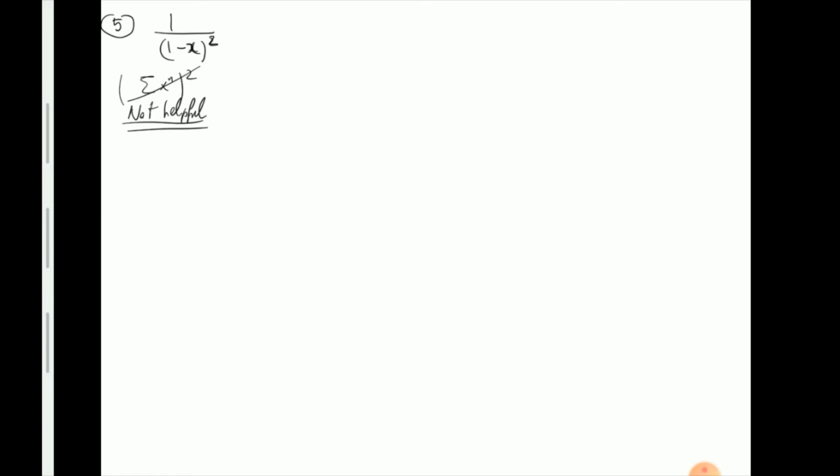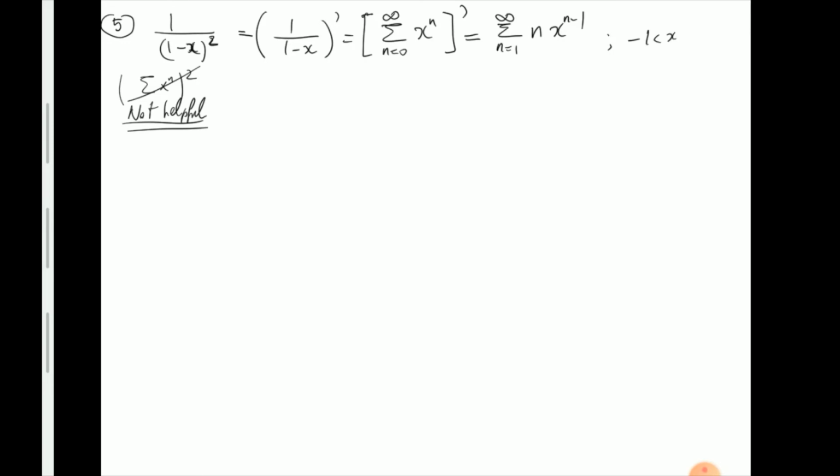But 1 over (1 minus x) squared, as it happens, is actually the derivative of 1 over 1 minus x. Just check yourself. If you do the derivative of 1 over 1 minus x, it's going to be just 1 over (1 minus x) squared. On the other hand, for 1 over 1 minus x, we do have a power series representation. It's the summation from 0 to infinity of x to the n. And all we have to do is to differentiate that, which we know we are allowed to. So this is simply equal to the summation from 1 to infinity of n x to the n minus 1. And you're done. And again, the radius of convergence is the same. So this converges for x between minus 1 and 1.